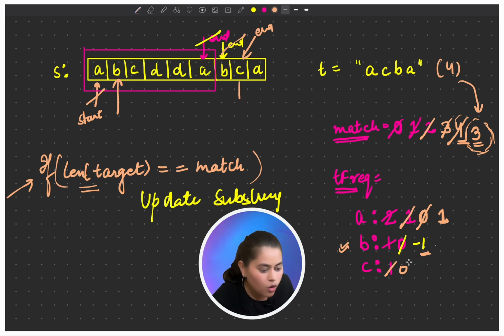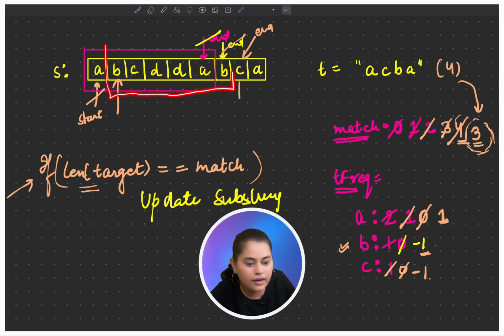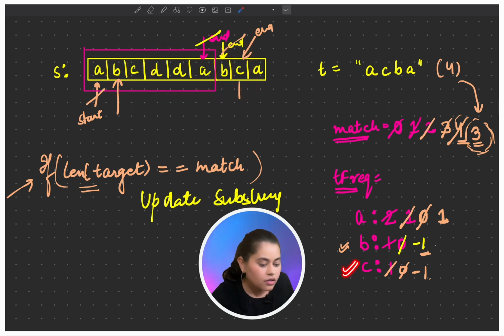Now end is at this point. So again we'll decrement C because C is present in the target map. Now it is showing that we have 2 occurrences of C. We had all the required occurrences in this window. If you'll see, we have one occurrence of C. But when we expand our window, we got one more occurrence of C. So C will get decremented, but match character already had one occurrence of C, so we'll not touch this match character.